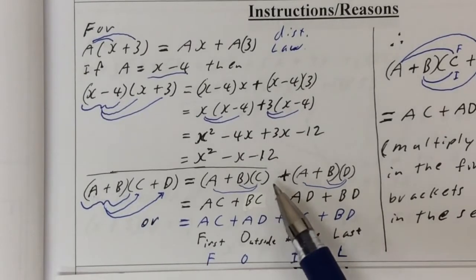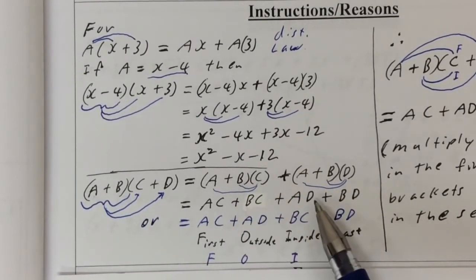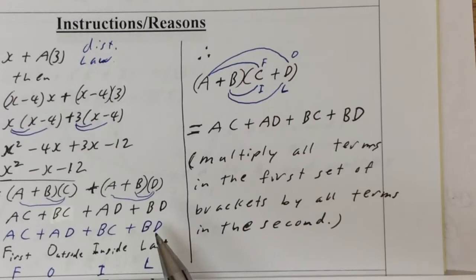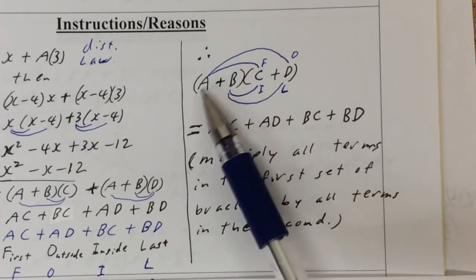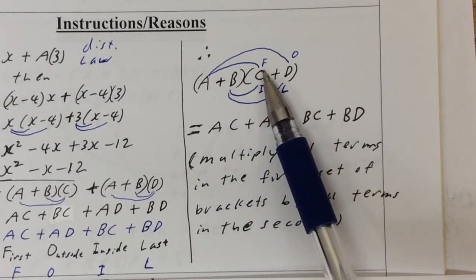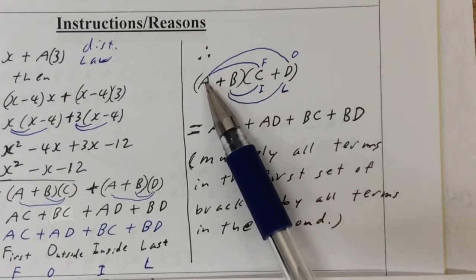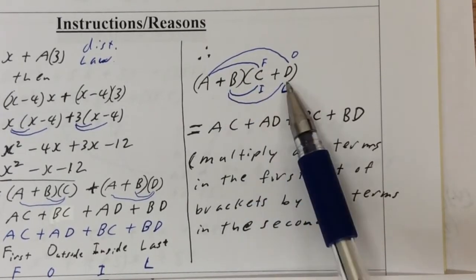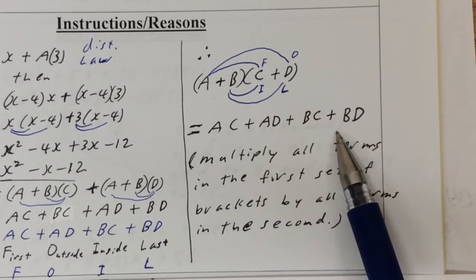So you don't have to do all of these steps here. You can just jump right to this last line. First, outside, inside, last. But you do need to understand where it comes from. Okay? So as a quick note, take A times that one, that's the first. A times D, which is the outside, then the inside, then the last, and that gets you this.